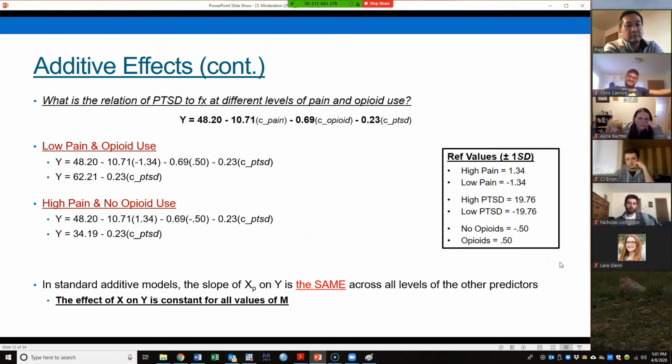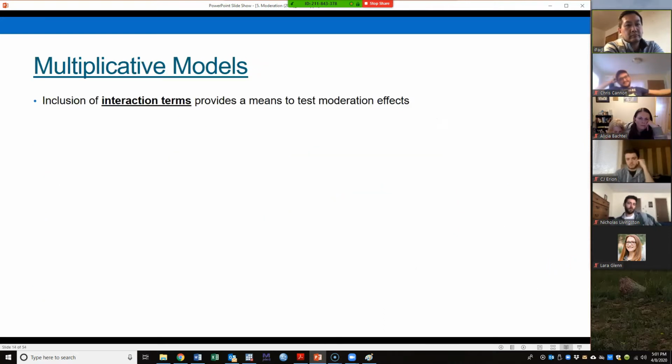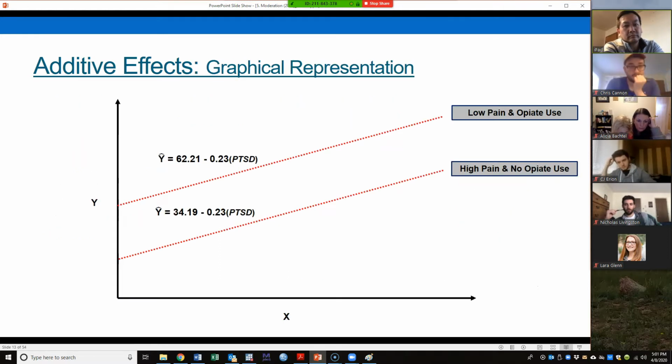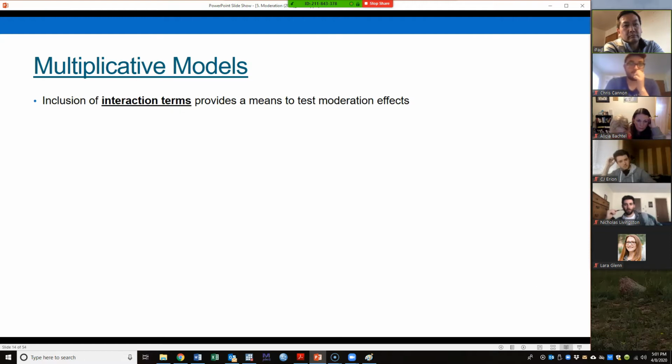And so if I have moderation questions, I can't test these in a standard additive model, because there's mathematically no way for pain levels to impact the relation between PTSD and role functioning, or for opiate use to impact the relation between pain and outcome with our standard additive regression models, okay? So what I need to do if I have moderation questions is start building interaction terms, okay?